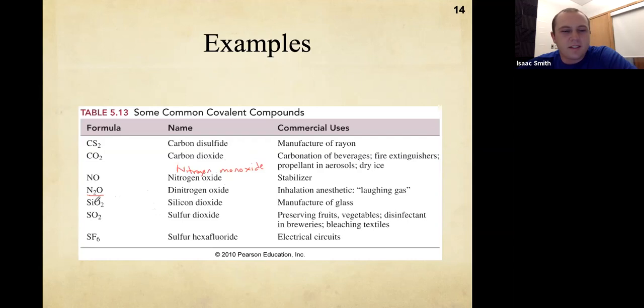Same thing here: silicon dioxide, sulfur dioxide, sulfur hexafluoride, right? There's one of your hexa ones. So the naming for covalent compounds is hopefully pretty straightforward there.